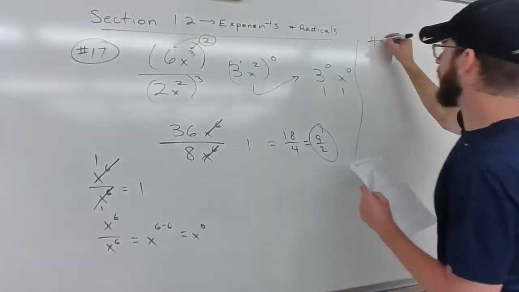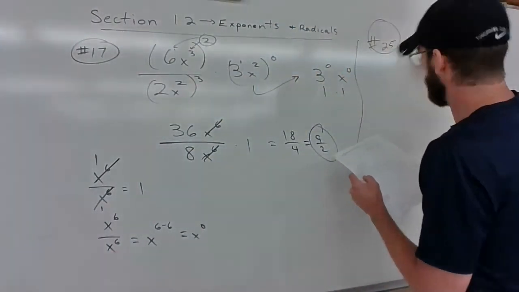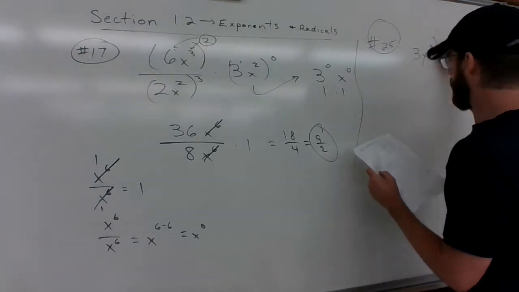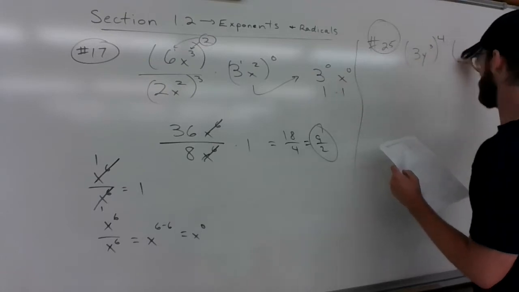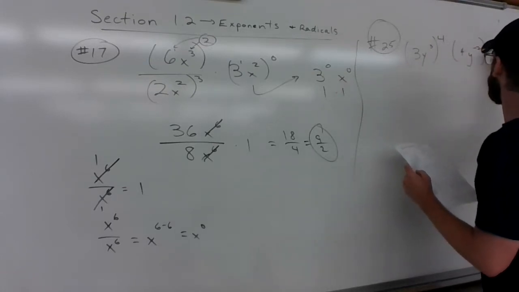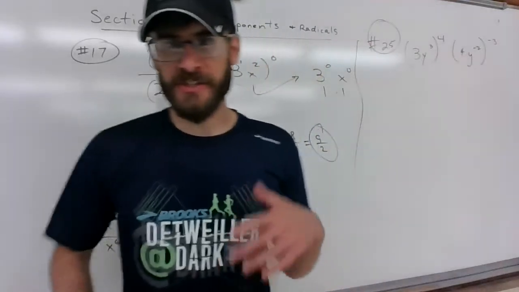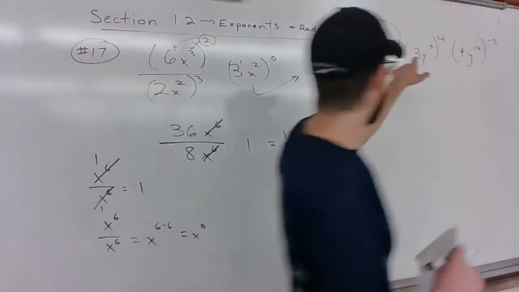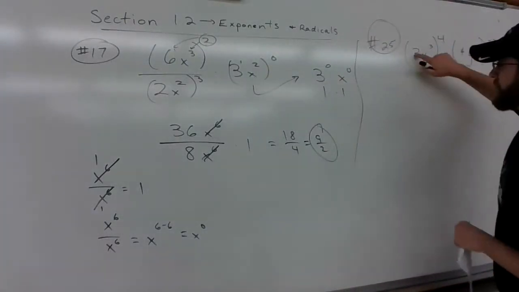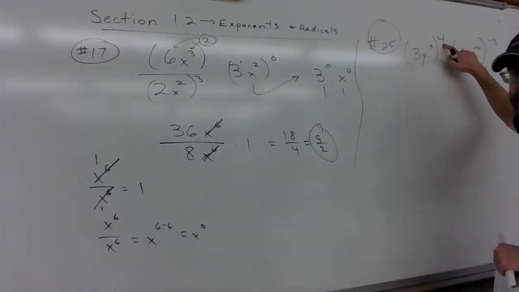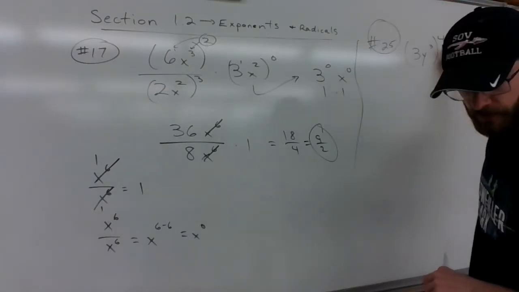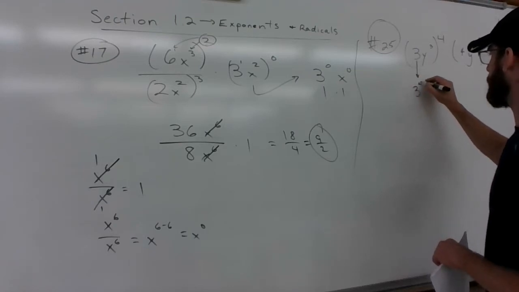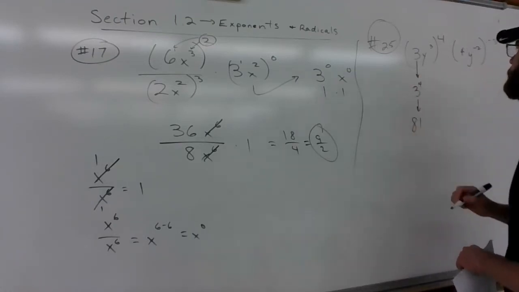So number 25. What happens if you have multiplication and then there's a negative exponent that's being applied to the outside of it? Well, first of all, you're still going to apply the 4th power to both parts here. This is going to be 3 to the 4th power, but this is just 3 times 3 times 3 times 3. That's 81. So 3 to the 4th power becomes 81.